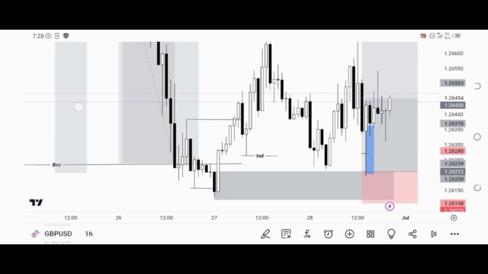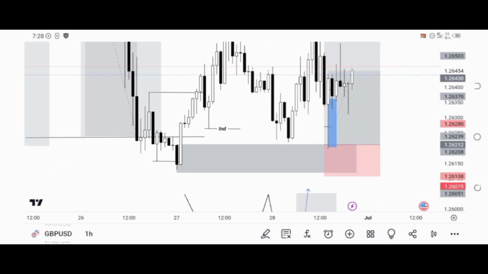For the break of structure, I'm actually using full body closure. I'm not using weak breaks. So this is what price did here. Just follow this plus sign here. It took out this low, it swept, and it gave us break of structure down here. Then what did it do? It went back up and took out this high. So that's our break of structure. SMC also calls it change of character.